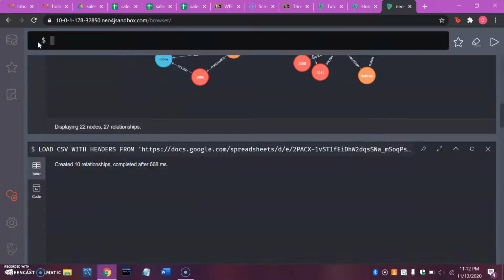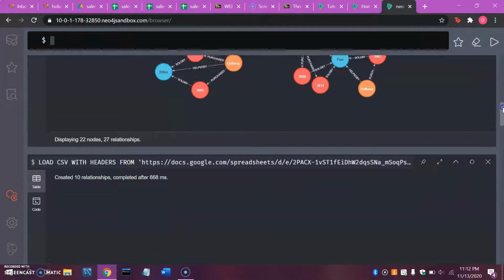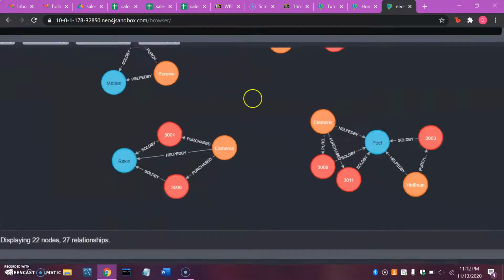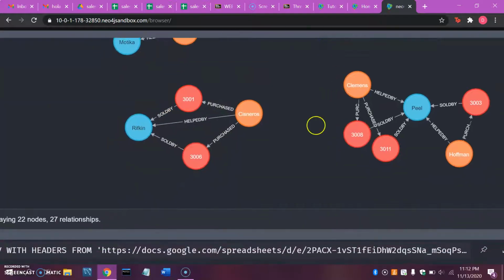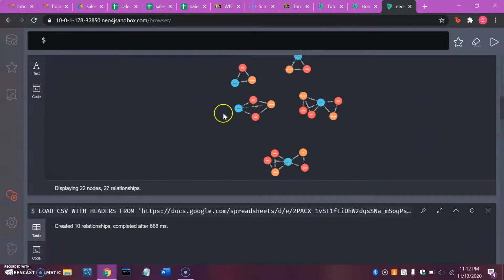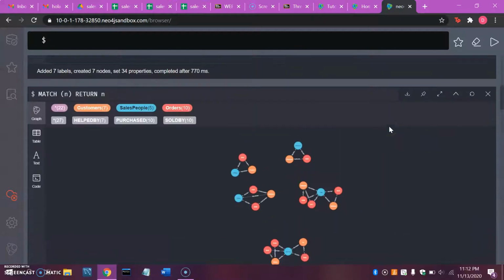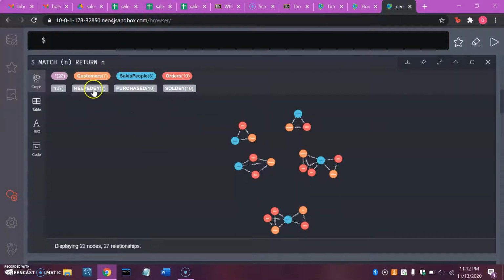And then I can go more into depth to demonstrate that if we go right into our graph database. So as you can see right here, customers are orange, salespeople are blue, and orders are red. There are 7 customers, 5 salespeople, and 10 orders for a total of 22. That is great. And it also has the number of relationships.